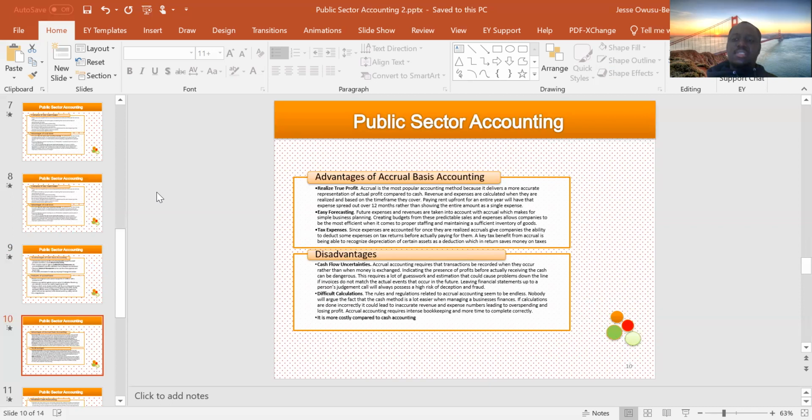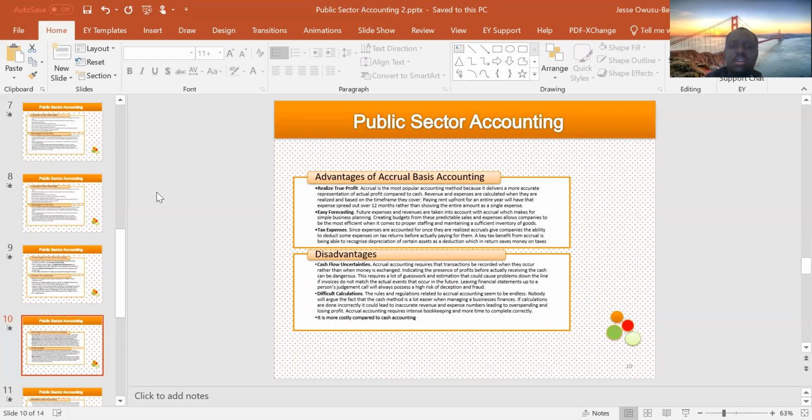Then what are the disadvantages? Does the accrual basis have any disadvantages at all? Let's see. Under the accrual basis of accounting, there will be cash flow uncertainties, because the time a transaction is initiated is different from the time cash is received. So you see transactions done in one period, but cash received maybe 2 months later. You see those kinds of things.